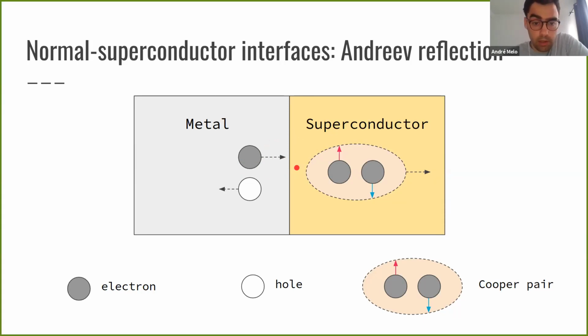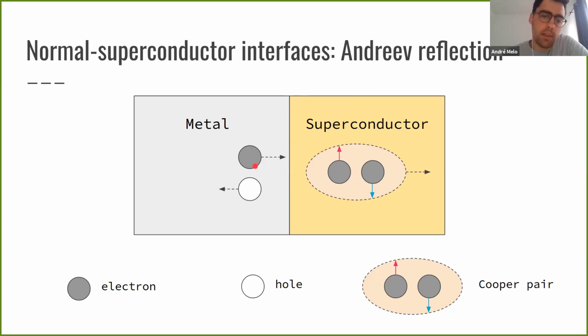So once it reaches the interface, it has to do something, right? It cannot just propagate as a single particle in the superconductor because there are no available single particle states in the superconductor below the gap. So it has to reflect. It can, of course, reflect just as an electron, so basically bouncing off of this wall of sorts. But it can also undergo a more interesting process, which is called Andreev reflection.